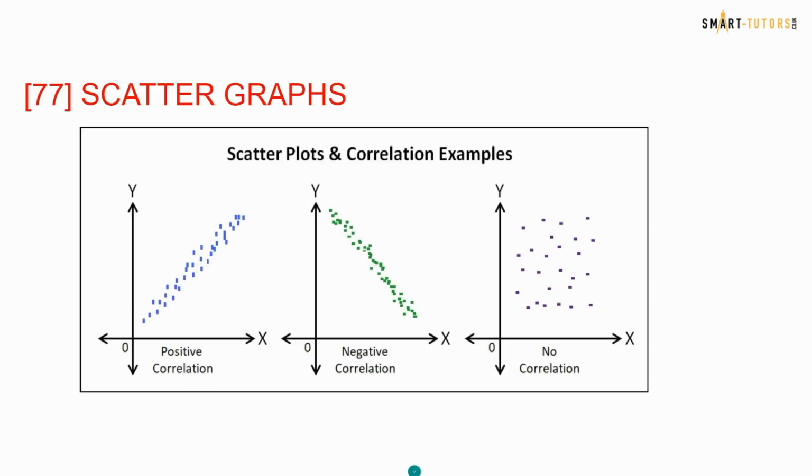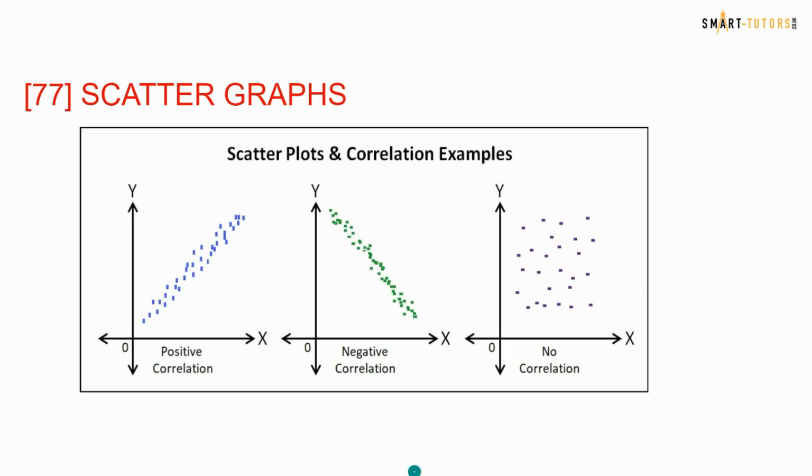77, scatter graph. In the question paper, you may be asked to draw the scatter graph. Three types of scatter graphs: a positive correlation, which shows one quantity increases, the other quantity also increases. Say for an example, number of bedrooms and the house price. If a 3-bedroom house is, let's say, 300,000, a 5-bedroom house is definitely more than 300,000, say 500,000. So as the number of bedrooms increases, the house price increases. We call this a positive correlation.